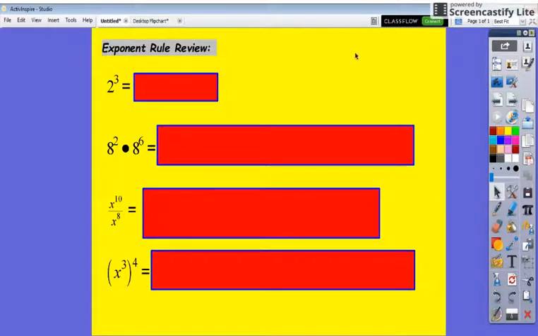In order to prepare for our unit on exponential functions and their inverses, we need to spend some time reviewing exponent rules. So I'm going to walk you through a couple examples, going to give you some time to practice, and then we'll go from there.